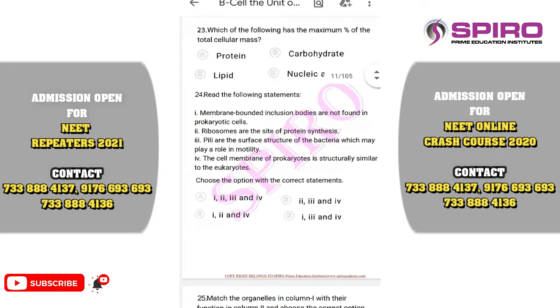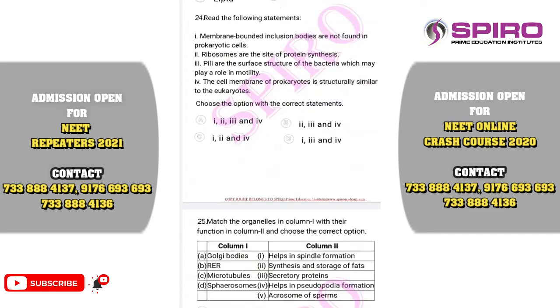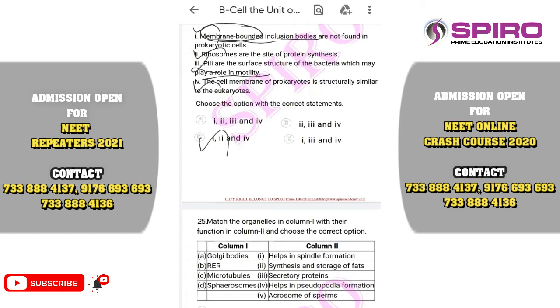So read the following statements. The membrane bound inclusion bodies are not found in the prokaryotic cell. Yes, I discussed this because the prokaryotic cell lacks membrane bound organelles. These inclusion bodies are not membrane bound, so yes, it is a correct statement. Next, the ribosomes are the site of protein synthesis. Yes, this is also a correct statement. The pili are surface structures that help in motility. So this is not a correct option here. The cell membrane of prokaryotes is structurally similar to that of eukaryotes. This is also a correct statement. So choose the option with the correct statements: 1, 2, and 4. So option C is correct here, students.